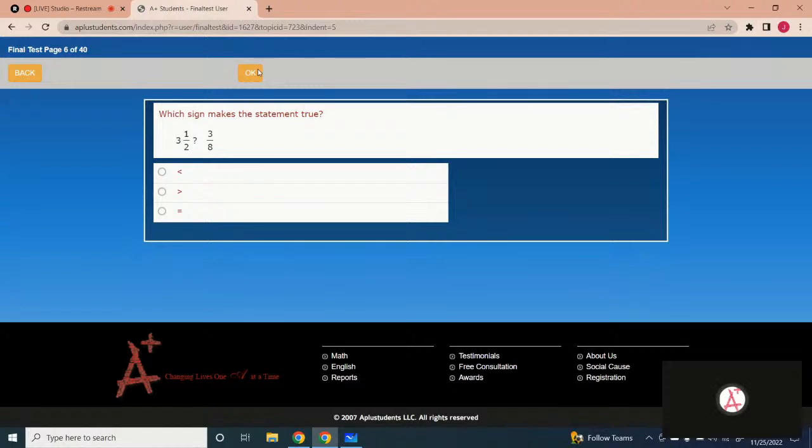It would be greater. Got it? Because for this one you have 3 whole number, but here you don't have any whole number, so 3 is greater than the 0. So 3 whole 1 by 2 is greater than 3 over 8. Got it?